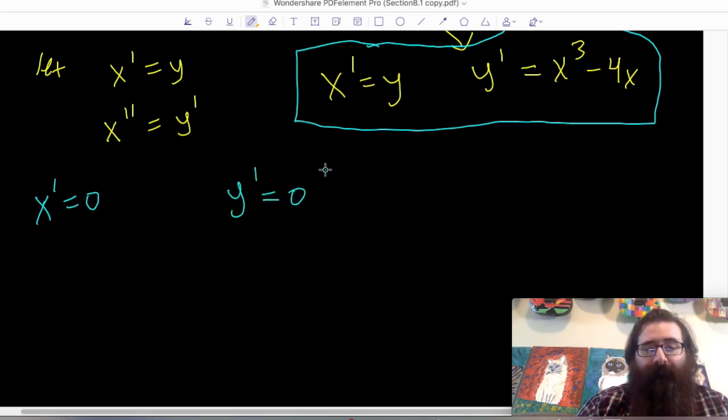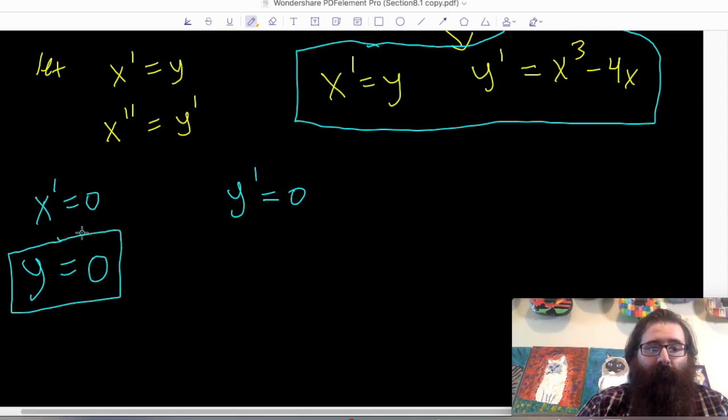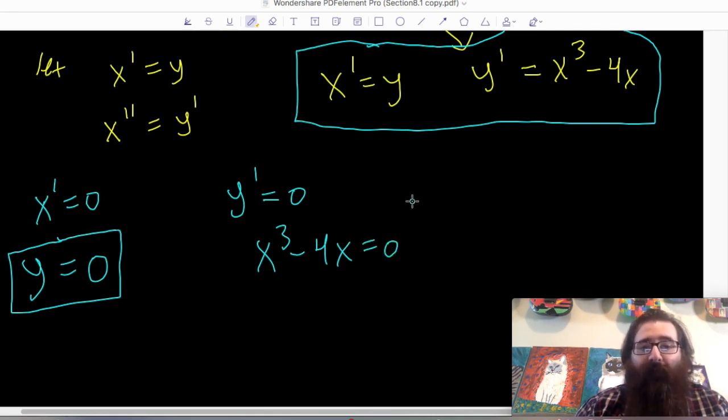Now, if x prime is equal to 0, since x prime is equal to y, this means y is equal to 0. It solves right away, immediately. However, if y prime is equal to 0, well, that means that x cubed minus 4x is equal to 0. And we can go ahead and factor here, so I can bring out a greatest common factor of x. That's going to leave me with x squared minus 4, and then equals 0.